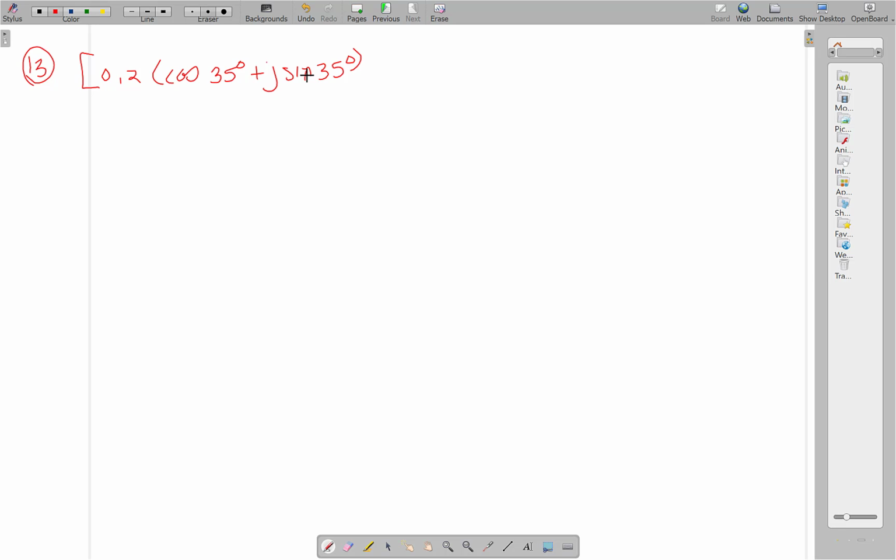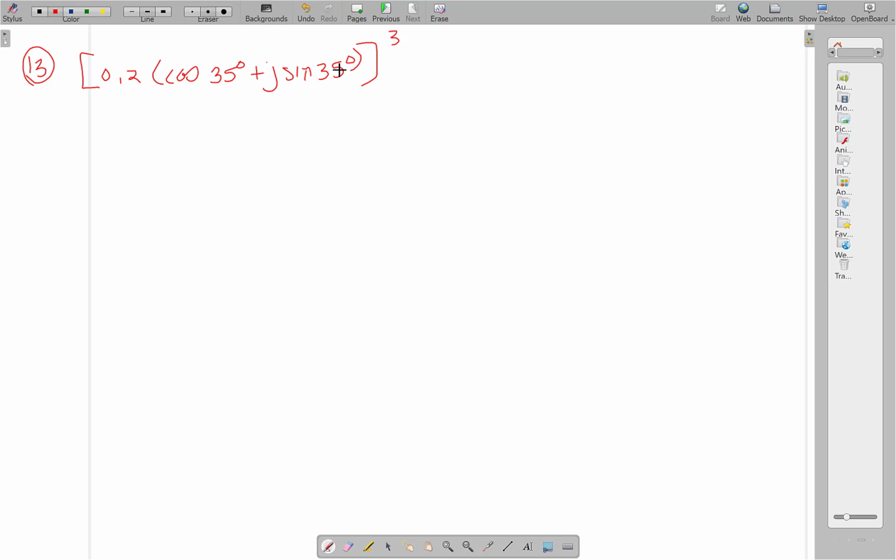And it's all raised to the third power. This is where you use de Moivre's theorem. The first thing you check is: is it in polar form? Yes, it is. We have our r is 0.2 and our theta would be 35 degrees. We're raising that to the third power.